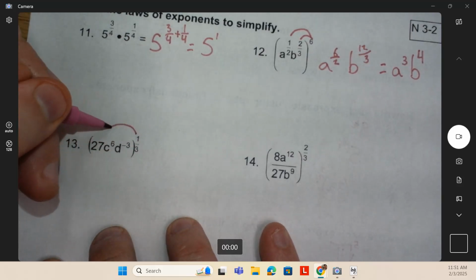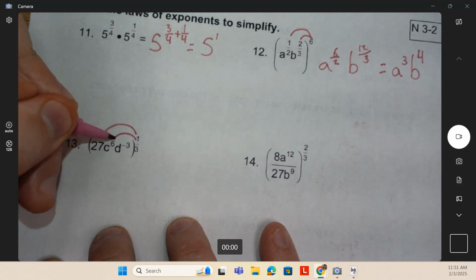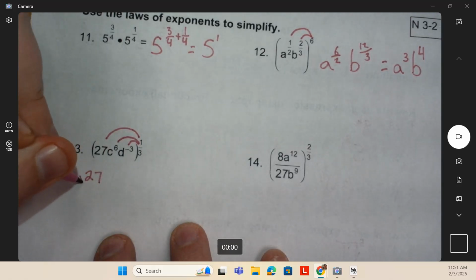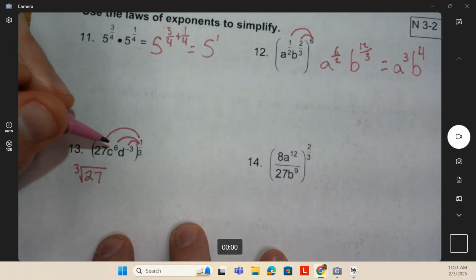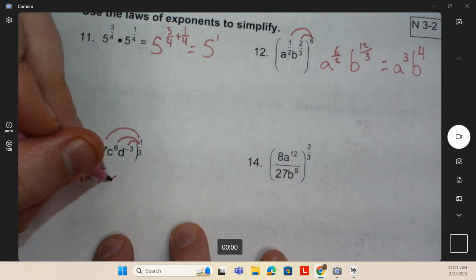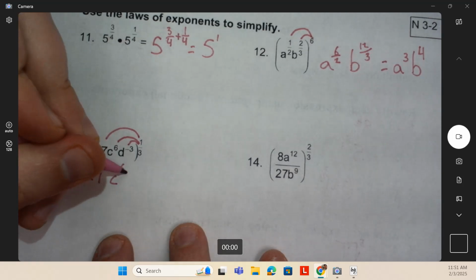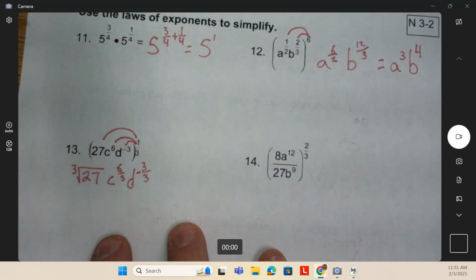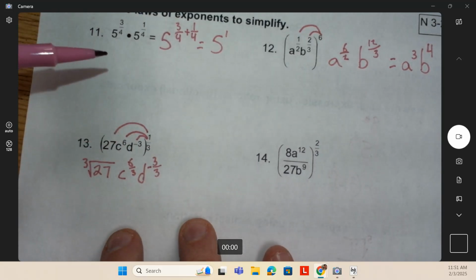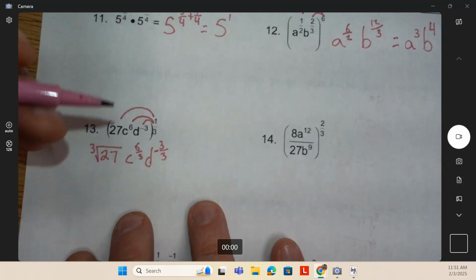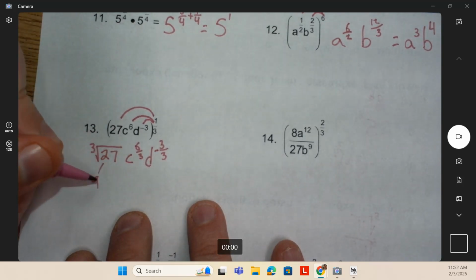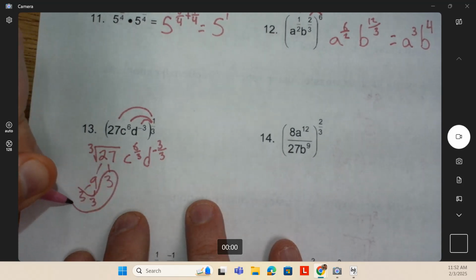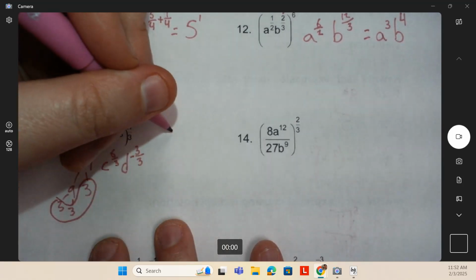So do the cubed root of 27. So 27, we'll just go ahead and write it like that. And c to the 6 over 3, and d to the negative 3 over 3. So that's just distributing that 1/3. Okay? And then I get 27 splits up into 9 and 3, or just 3 3s. So that's going to come outside as part of my answer.